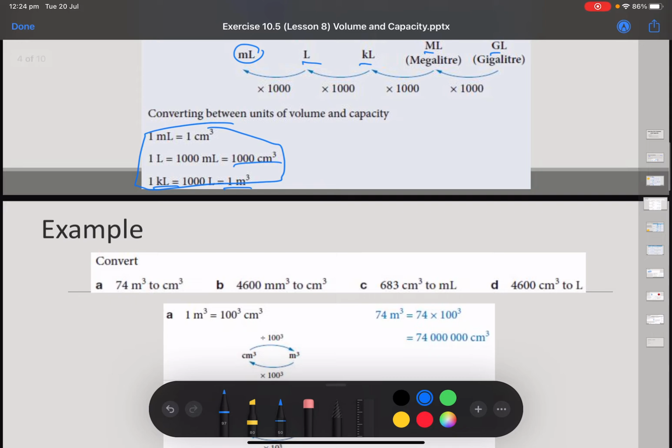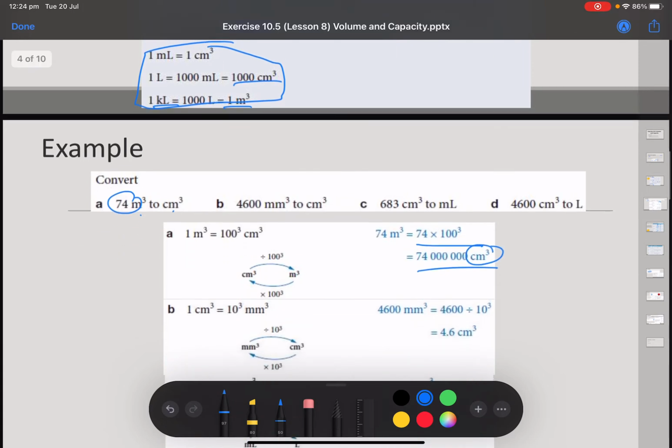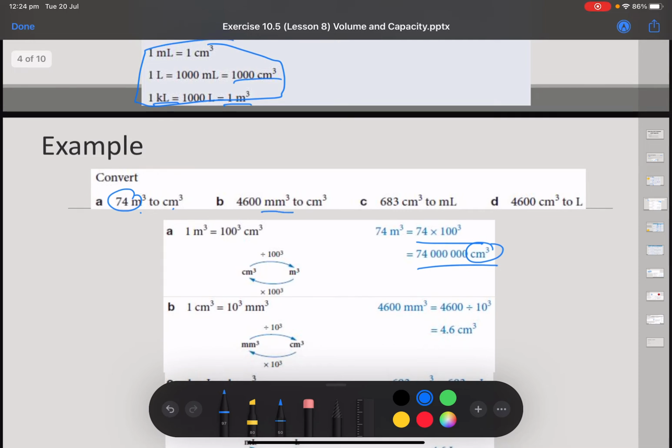Here we are asked to convert meters cubed into centimeters cubed. When we convert meters cubed into centimeters cubed, we need to times by 100 cubed. So whatever our number is, 74, we times it by 100 cubed, and we get our answer in centimeters cubed. The next one, we're converting millimeters cubed to centimeters cubed. We are going this way, so we are dividing by 10 cubed. We take our number, which is 4,600, and divide it by 10 cubed, and we get our answer in centimeters cubed.